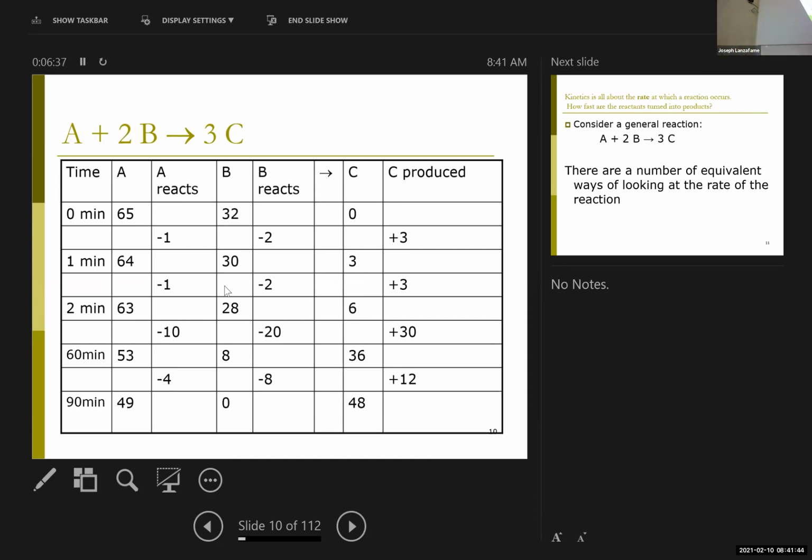If I keep doing this, the A's keep dropping 1 at a time, the B's keep dropping 2 at a time, and the C's keep being formed 3 at a time. Eventually, I run out of B's because B is the limiting reagent, at which point everything stops.